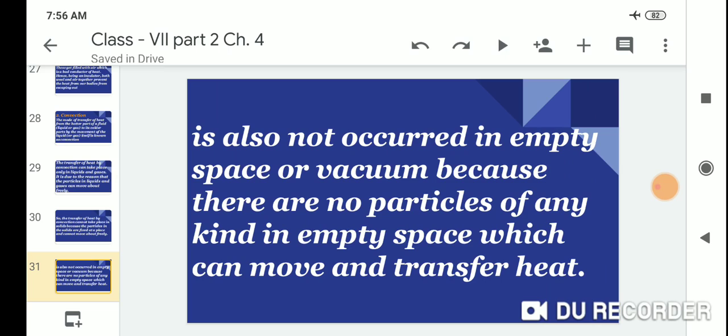Convection also does not occur in the empty space of a vacuum because there are no particles of any kind in empty space which can move and transfer heat.